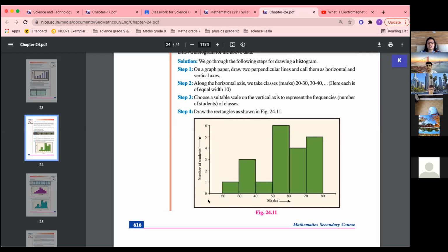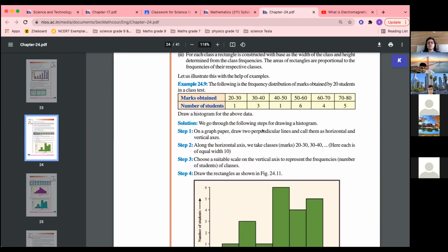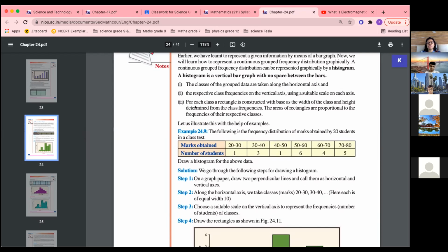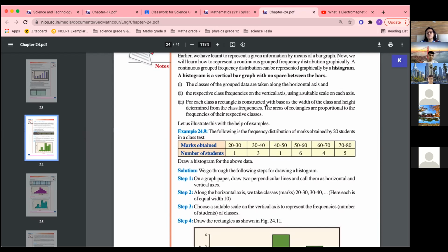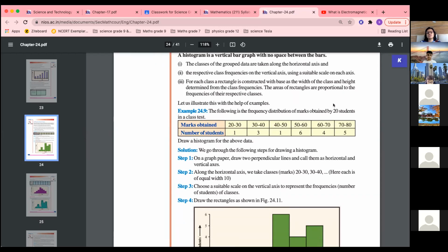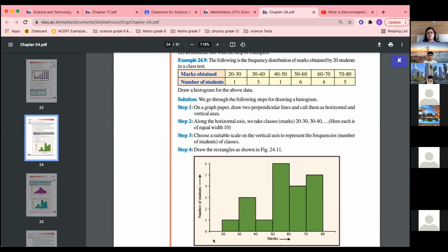What is x-axis representing and what is y-axis representing over here? So you have to write this, number of students, and what x-axis is representing, you have to write over here. Otherwise the graph is incomplete. So these 2 points, and the third point is for each class a rectangle is constructed, rectangle means it is a bar, with base as the width of the class and height determined by the frequency.